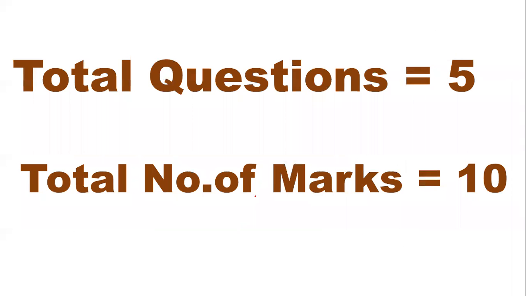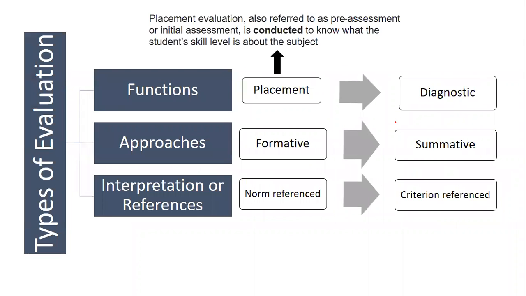So teaching aptitude, basically the total number of questions are 5. Total weightage is 10 marks. So every question carries 2 marks, out of which one question will be dedicated to types of evaluation, as this is the last subtopic of your teaching aptitude syllabus. So when we say types of evaluation, let's divide it into 3 categories, that is functions, approaches, and interpretation.